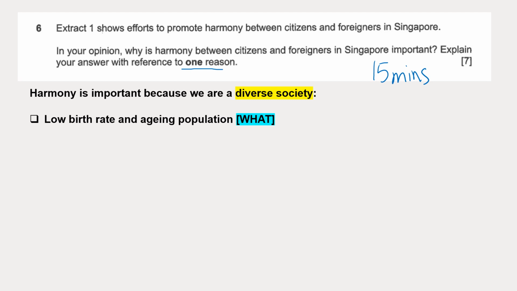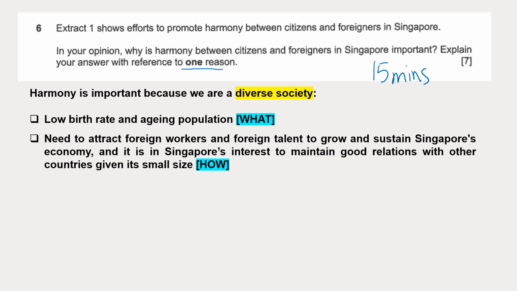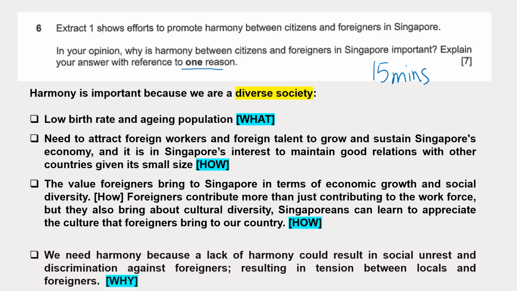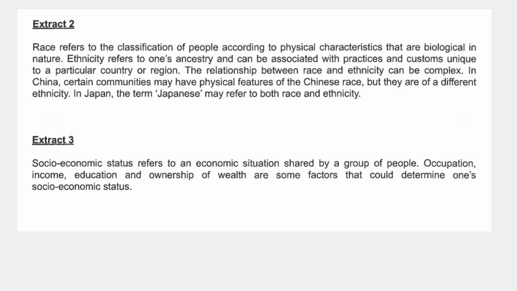Okay, so an example why we need to maintain harmony, right? It's because economically it is very, very important. We need to continue to attract foreign workers. Foreign workers are also very valuable in terms of economic growth and social diversity, and we need harmony because we want to maintain that. If not, with social unrest, there'll be discrimination, there'll be tension, and it will cause an even greater negative impact.